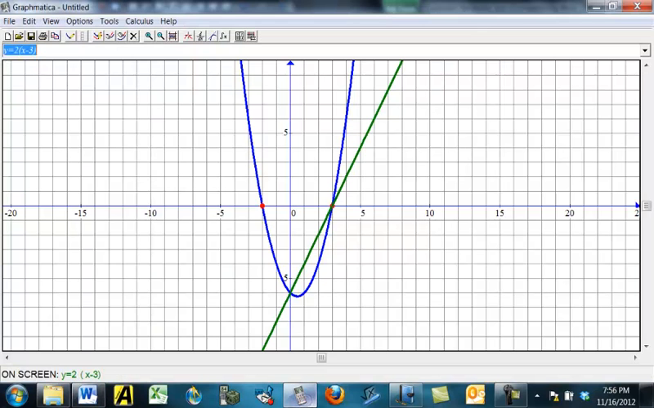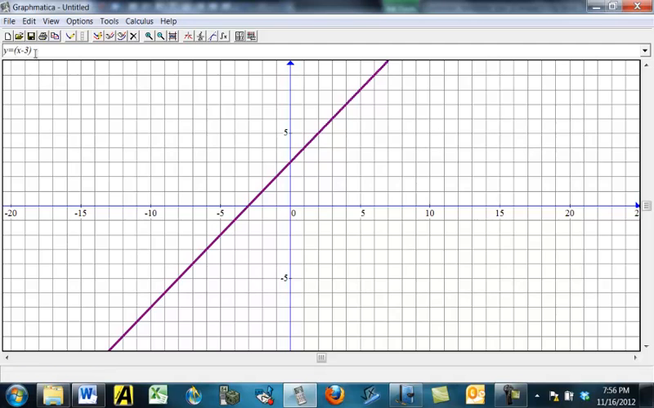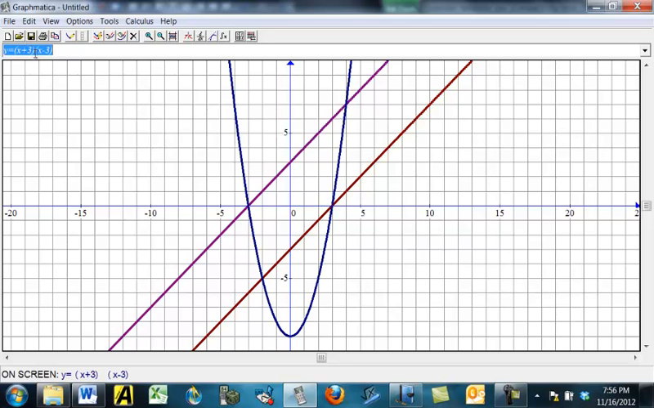So let's do a couple more. What if I do, say, x plus 3 and x minus 3, what's going to happen there? Well, in fact, let's just do them separately. X plus 3 goes through negative 3. X minus 3 goes through positive 3. But when we multiply them together, it's going to go through both of those places.